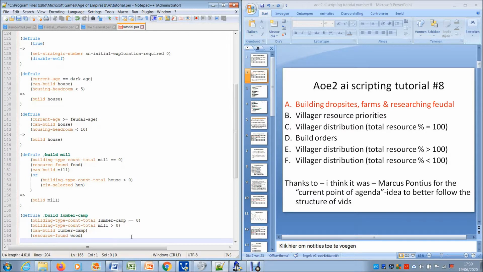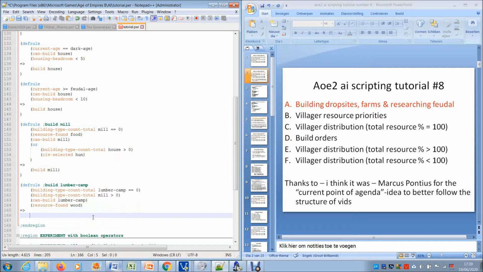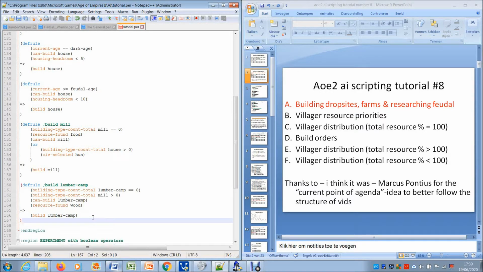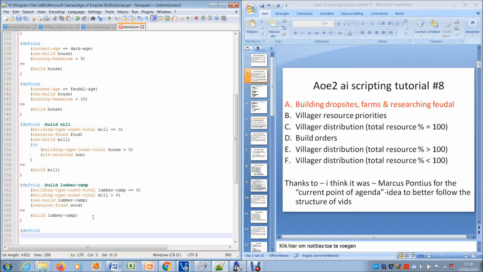If we forget the resource found wood fact, it might build a lumber camp anywhere before finding a suitable forest. Build lumber camp. Okay. Next drop site we will already program is the mining camp.